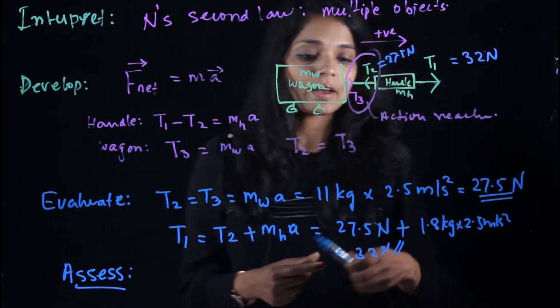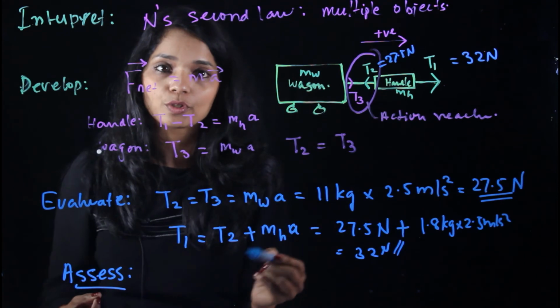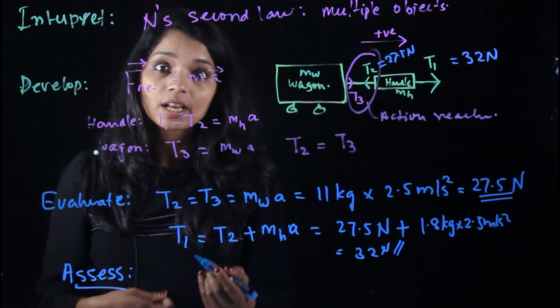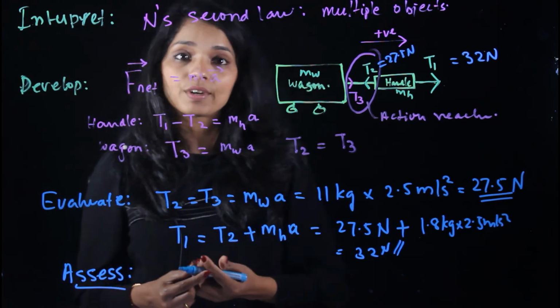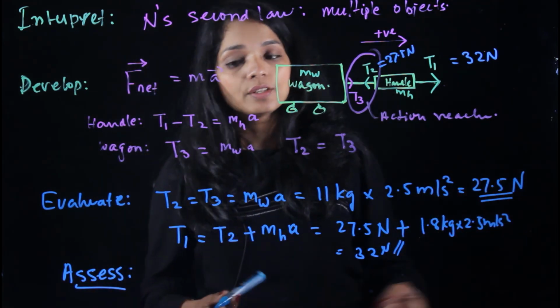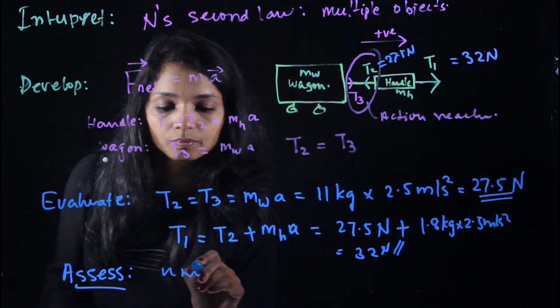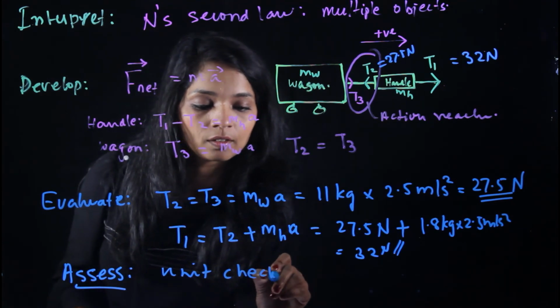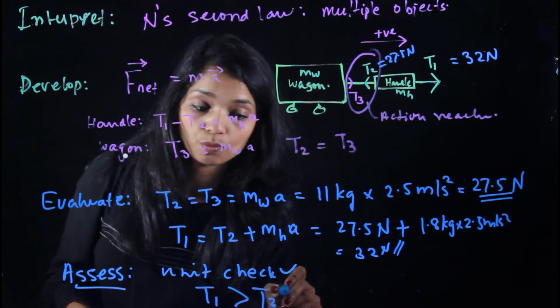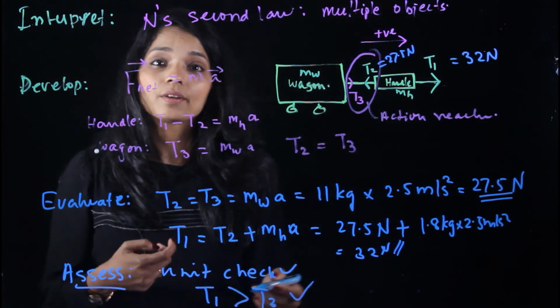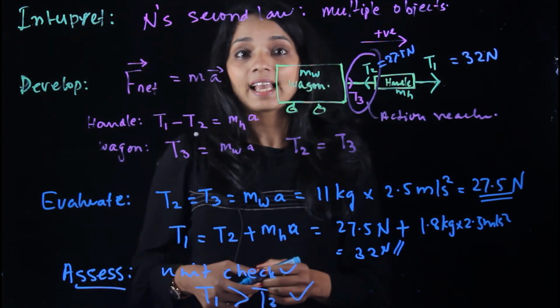And also we have included units everywhere. So we can say I have done a proper unit check, and we have ended up with the correct units for the final answer. So the unit check is done, and T1 is greater than T3, which makes sense. These are the kind of things you can say in the assess stage.